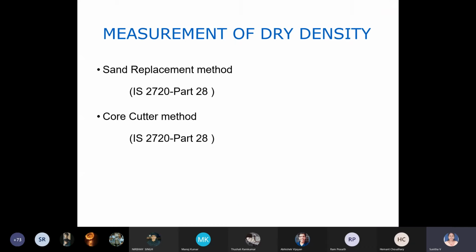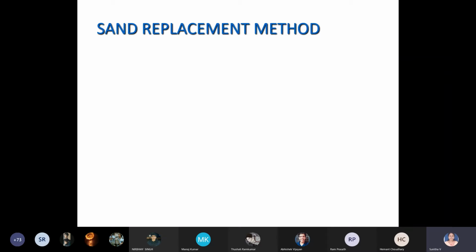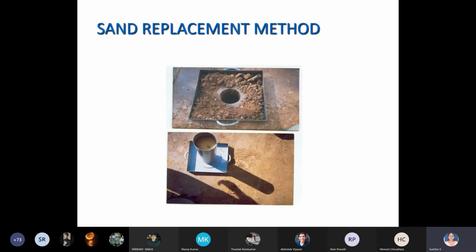So how do you check in the field whether you have attained the density or not, or what the density in the field is? For that, you can use the sand replacement method or the core cutter method, and there are other sophisticated equipment nowadays where you can directly find the field density and the moisture content also. I hope everybody knows the sand replacement method.